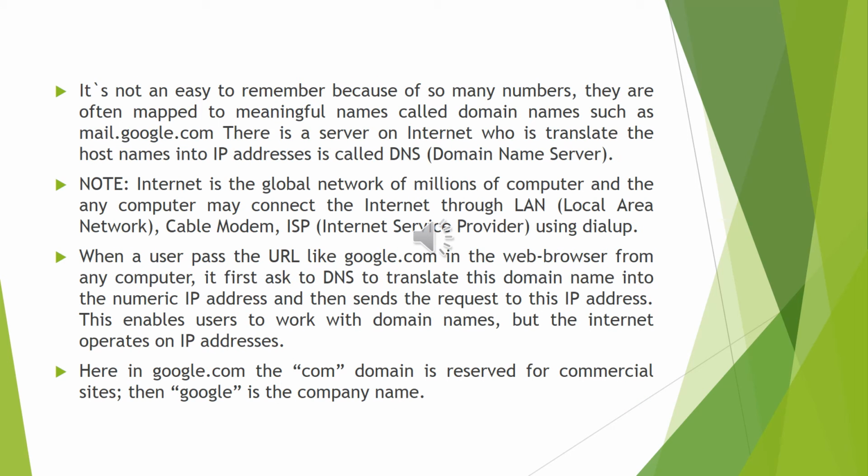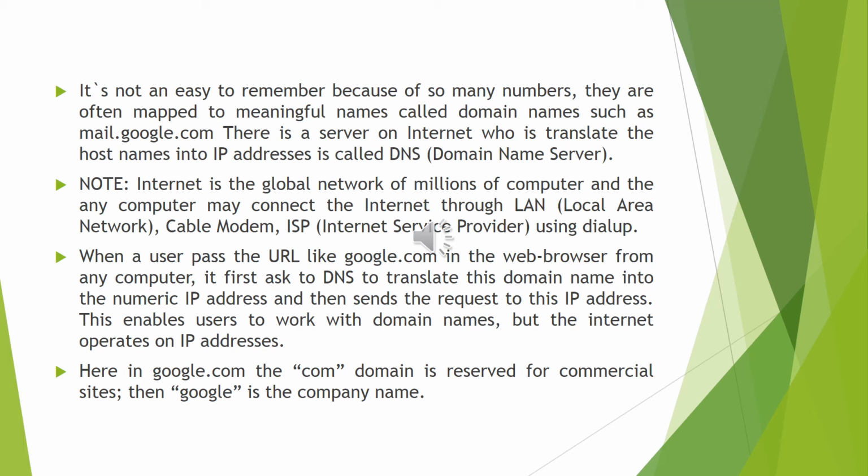IP addresses are not easy to remember because of so many numbers. They are often mapped to meaningful names called domain names, such as mail.google.com. A server on the internet that translates the host name into an IP address is called DNS, that is domain name server. Note, the internet is the global network of millions of computers, and any computer can connect to the internet through LAN, cable modem, or ISP using dial-up.